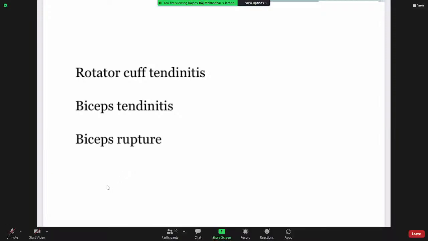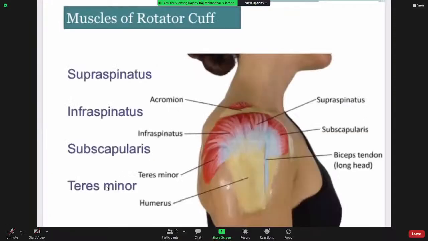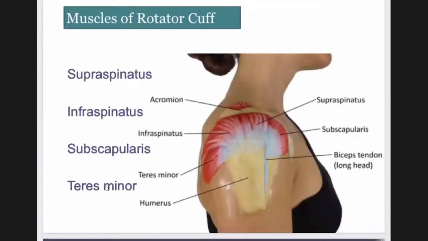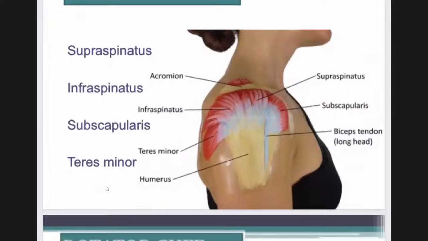Okay. So now, initially, what we must study is regarding the muscles of the rotator cuff. So there are 4 muscles which form the rotator cuff, and they are the supraspinatus, the infraspinatus, the subscapularis, and the teres minor.